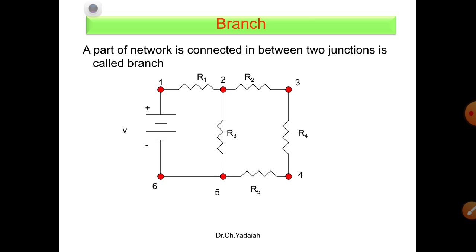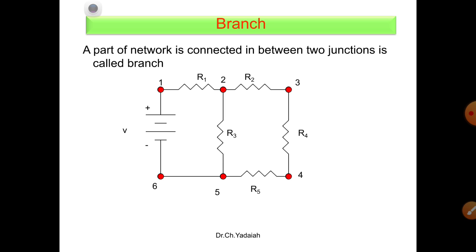In addition to the nodes, now let us see the branch. A branch is some part between two nodes. Here a part of a network connected in between two junctions is called a branch. Our electrical networks are complex, zigzag circuits, so in that we take out some part. We know that a part of a network is connected in between two junctions.